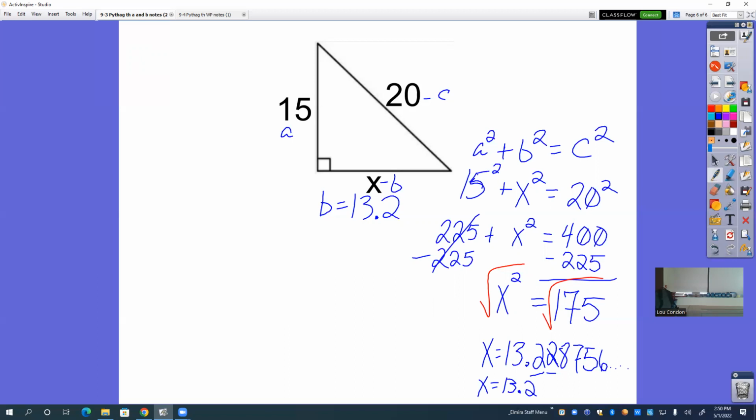That brings us to the end of our video. Again, in this lesson, we're using the Pythagorean theorem and solving to find the missing legs of the right triangle, the A or B term in our theorem.